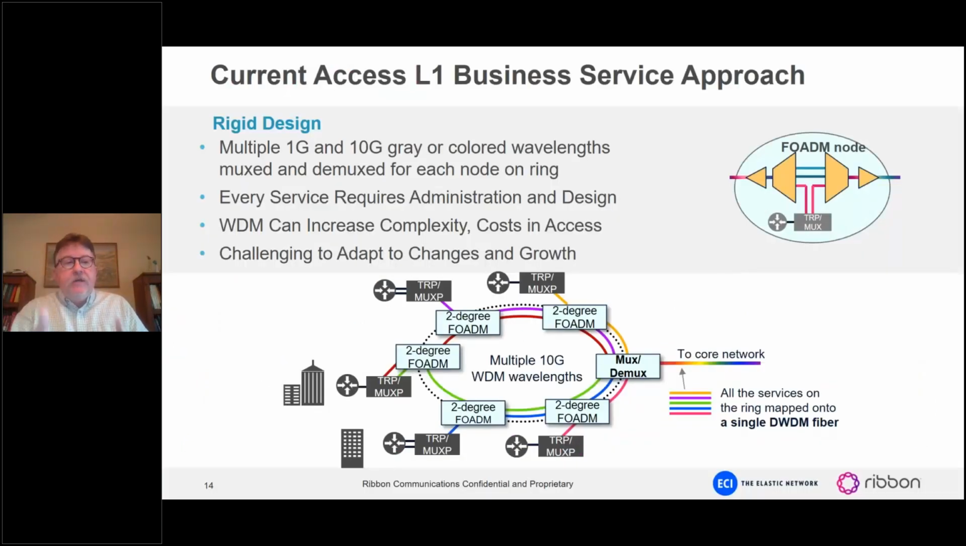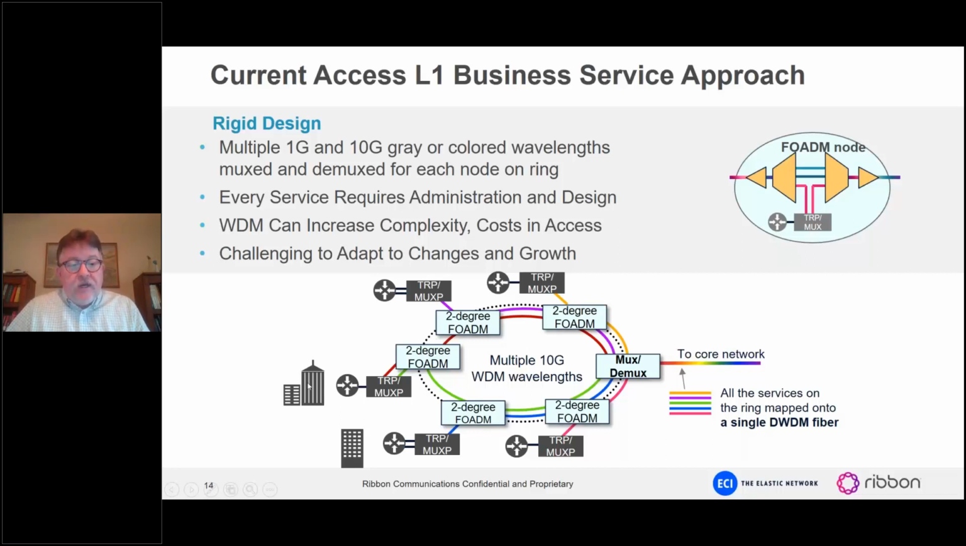So here's an example in a traditional DWDM solution, and I've kind of been referring to this. This is where you have a service and you turn up a wavelength, and then you get another service and you turn up another wavelength, and so on. Some of you or all of you may be very familiar with this type of architecture, where I've got multiple DWDM nodes around a ring.